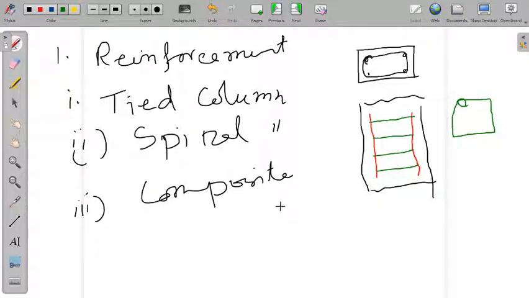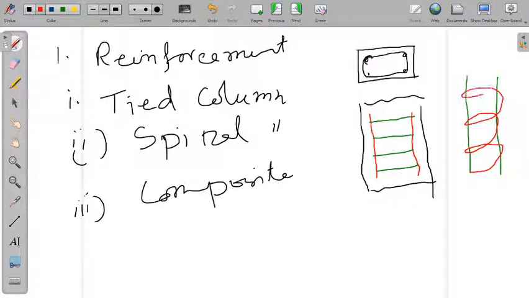Then what is a spiral column? In a spiral column, reinforcements are not provided like that. They are provided in a different way. Say these are the vertical reinforcements, and then the spiral reinforcement is provided like that. In general language, you can say it is a spring shape. Continuously the reinforcement will be provided like that.